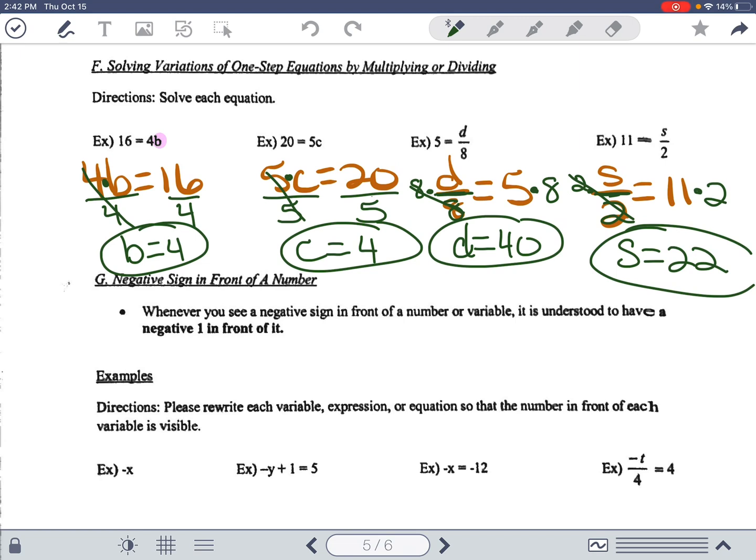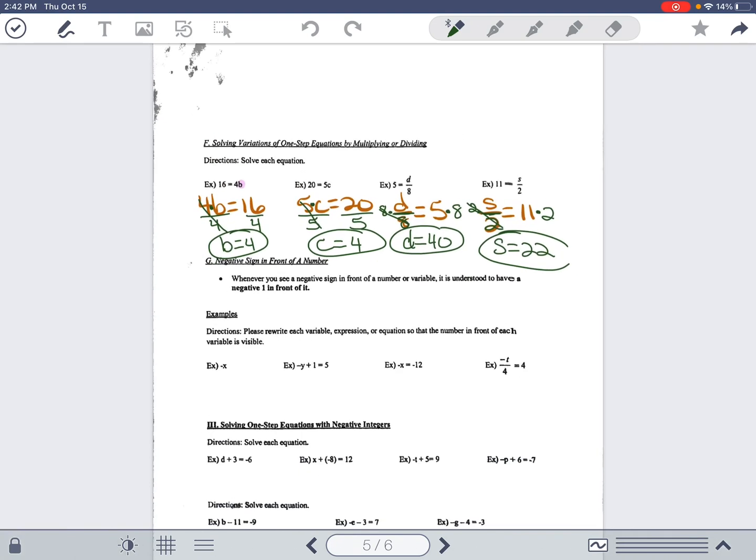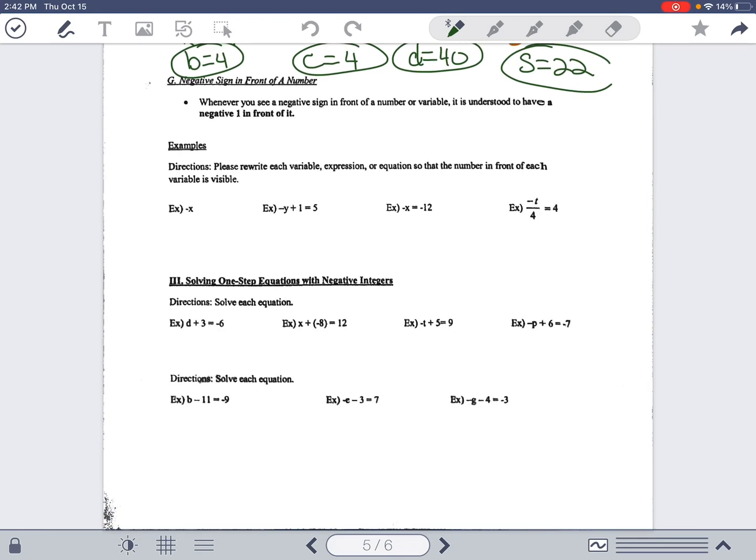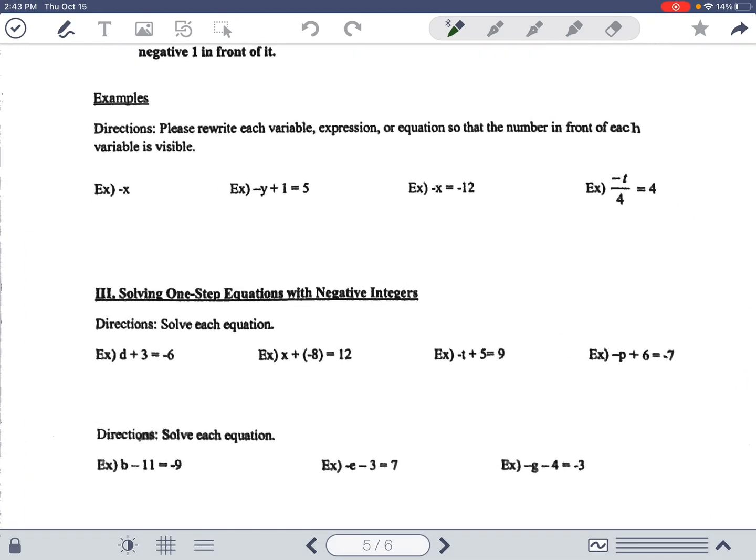Whenever you see a negative sign in front of a number or variable, it is understood to have a negative 1 in front of it. We talked about the invisible 1. Now we're going to talk about the invisible negative 1. In solving equations, you do not want to leave a negative, like negative x equals 10. You don't want to leave it like that. You want to fix it.